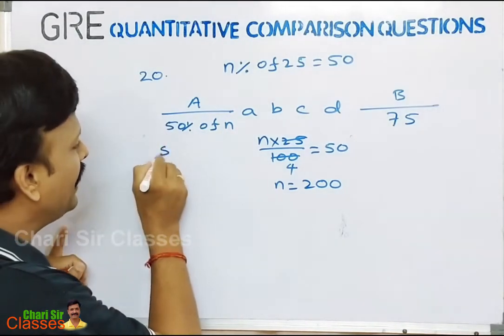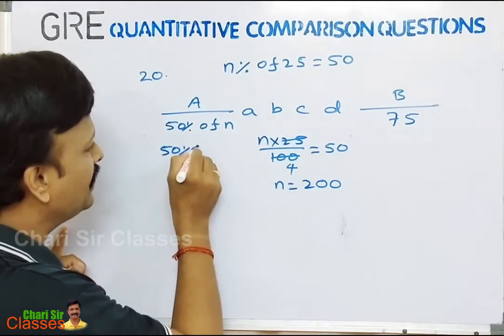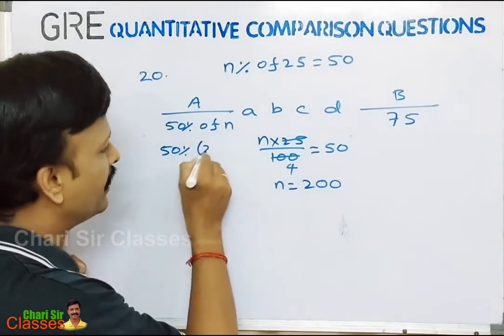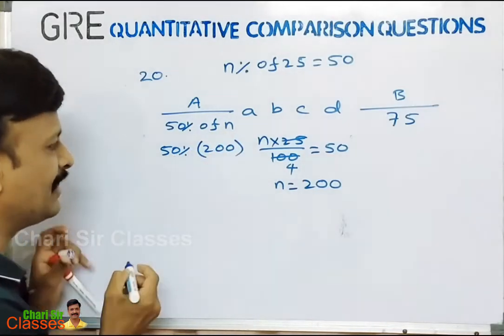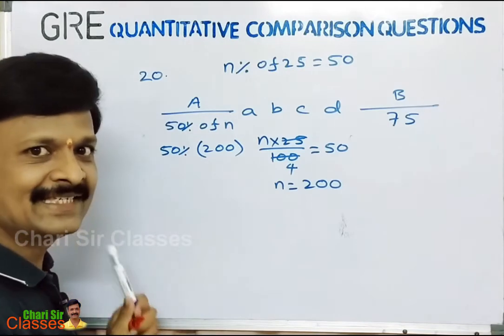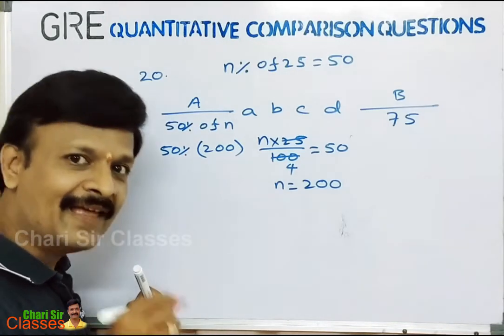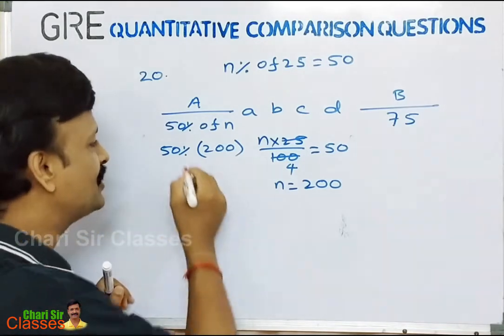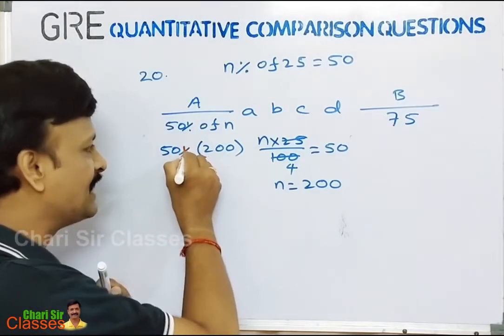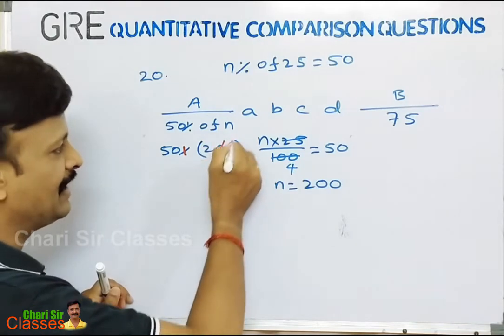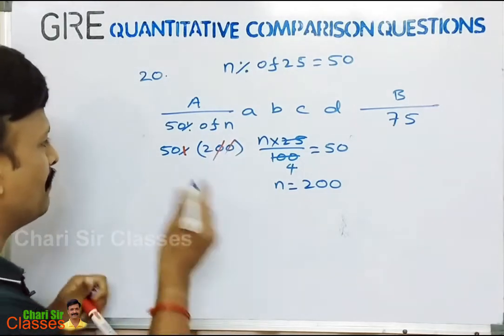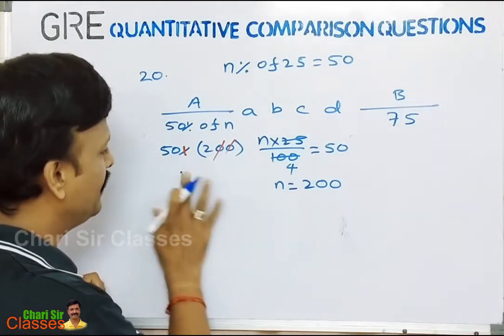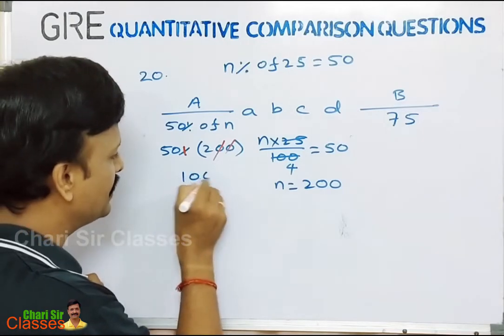50 percentage of N, that is nothing but 50 percentage of 200. I already gave the percentage shortcut video. That video is also given. Percentage made easy video is there. You can watch that. So whenever percentage is given, you can make it multiplication. Here you can cancel 2 zeros, 50 into 2, this is 100.